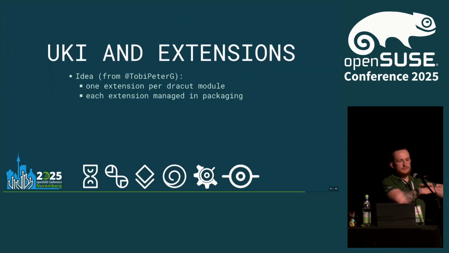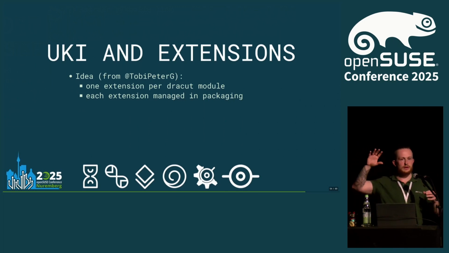So it's an idea from a discussion with Tobias, where the idea would be to create one extension per Dracut module. I just say to you that we use a static Initrd built by the Dracut commands that use modules. The idea here will be, if you have a generic Initrd, you will be able to create afterwards extensions that will include just one module. And all dependencies of this module could be managed directly by the packaging level.